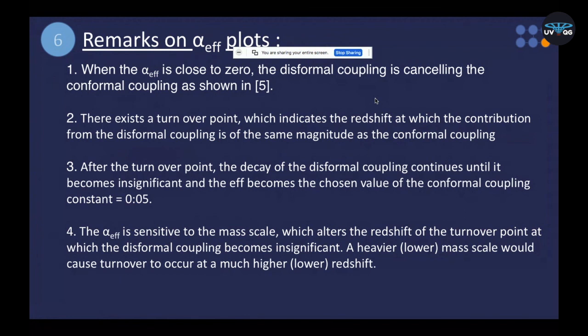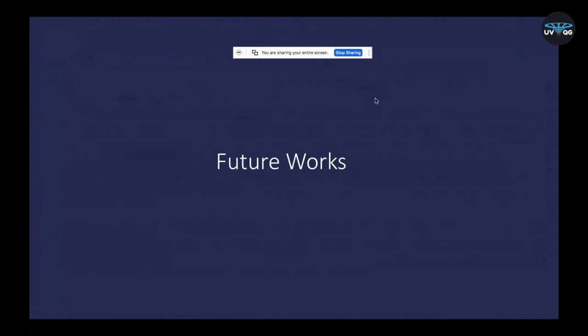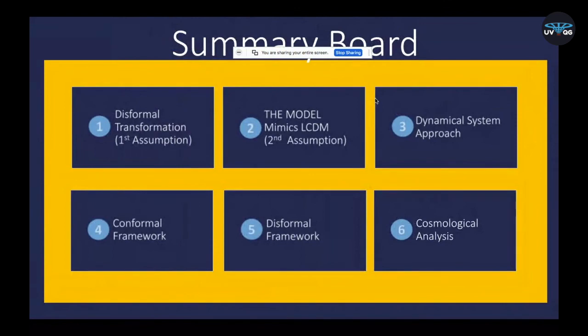With this, I think I will end, but I will make some comments on future work. Basically, in this paper, we have exhausted the possibilities of a model that has disformal coupling and mimics lambda CDM. In future work, we will do a redshift space distortion analysis of the same kind of model, and look into perturbation theory, which is something that I'm currently working on. With this, I'm done with what's on the summary board.